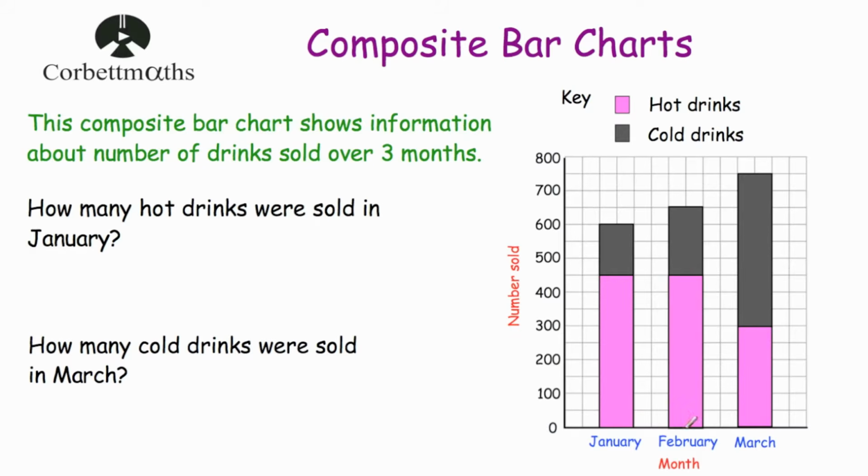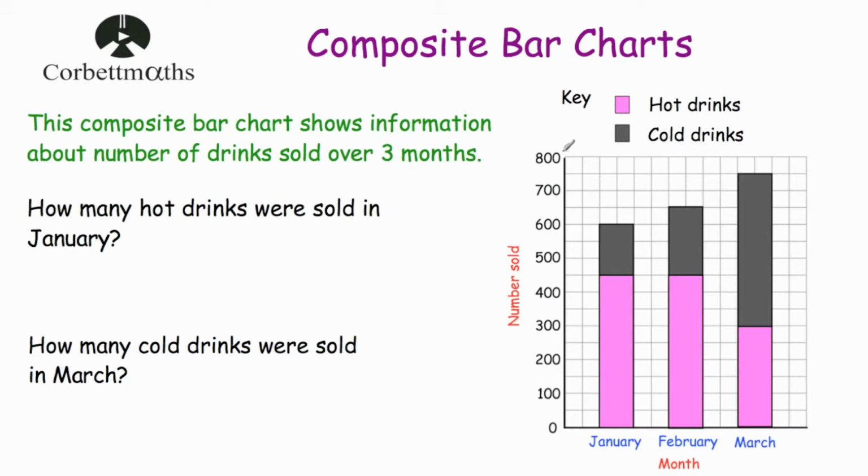It could be that you have different football teams and you have in one colour the number of home wins that that team has, and then in another colour on top of that the number of away wins that that team has. So a composite bar chart is a bit like a bar chart, but it just shows information about more than one category. So here we've got a typical question.